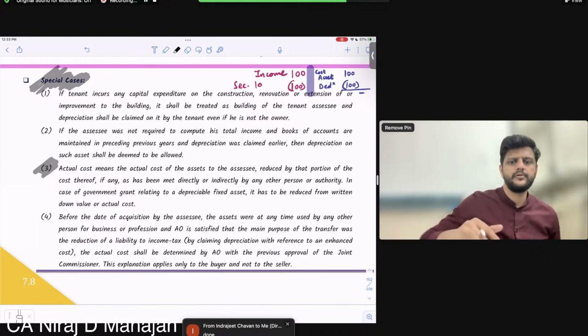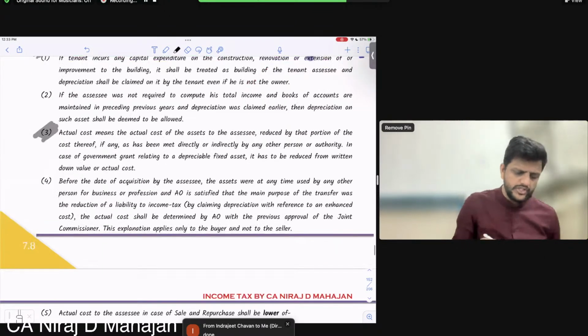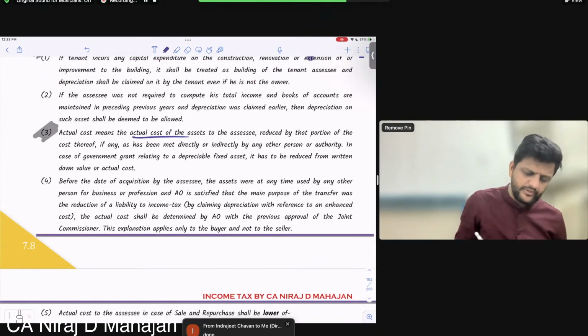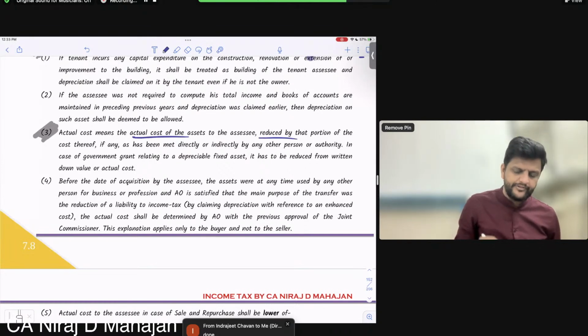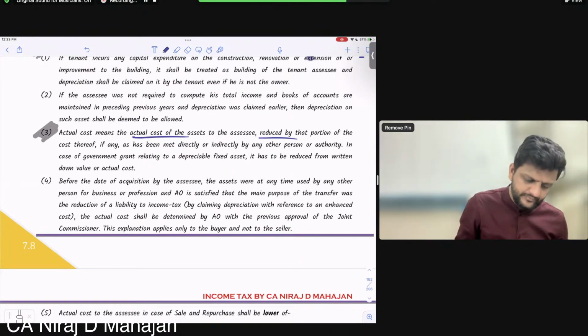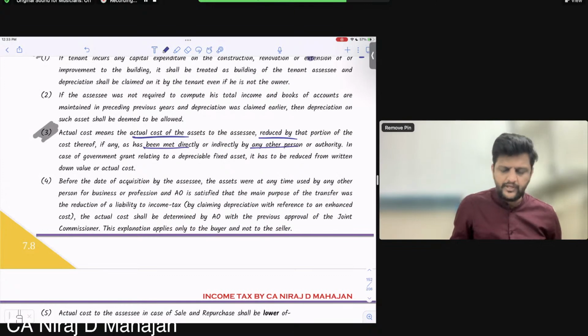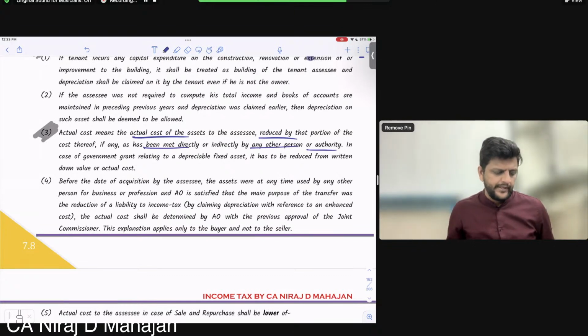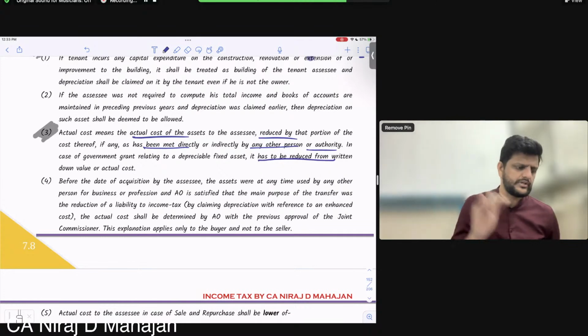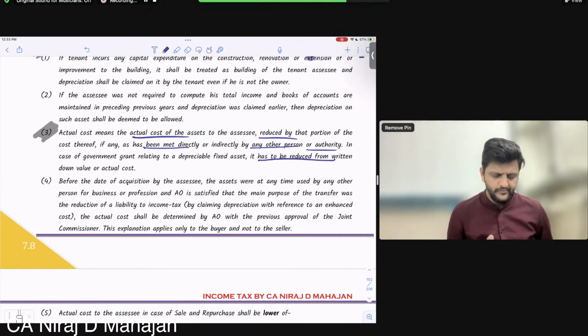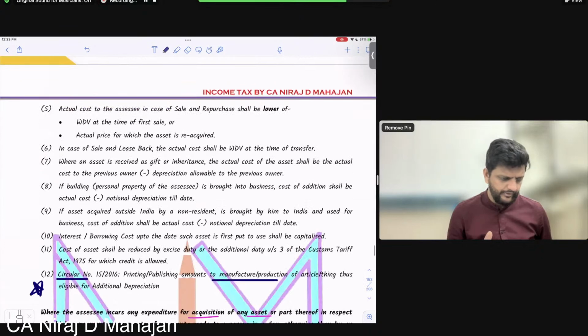So actual cost means the actual cost of the asset paid by the assessee, reduced by that portion if that expenditure is met by any other person or even government or any other authority. In this, government grant relating to a depreciable asset has to be reduced from the WDV or the actual cost. I mean, if you receive the grant later on from the government. Okay. Finally, here.